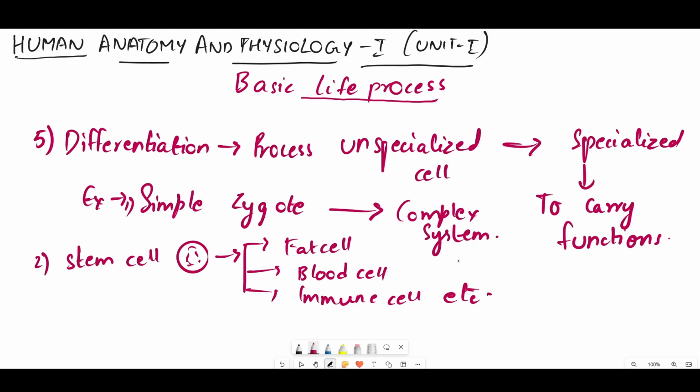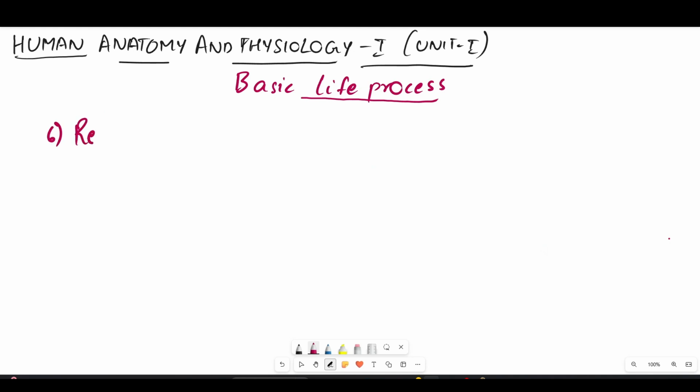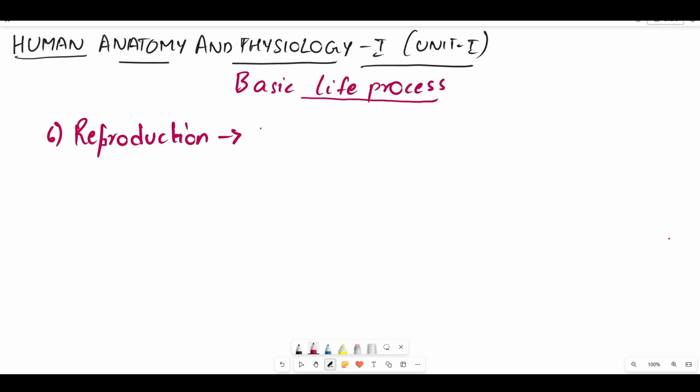Now let us see the last one. The last process is reproduction. Reproduction is one of the most important processes among the basic life processes, because it leads to the formation of new cells, and these new cells form tissues.